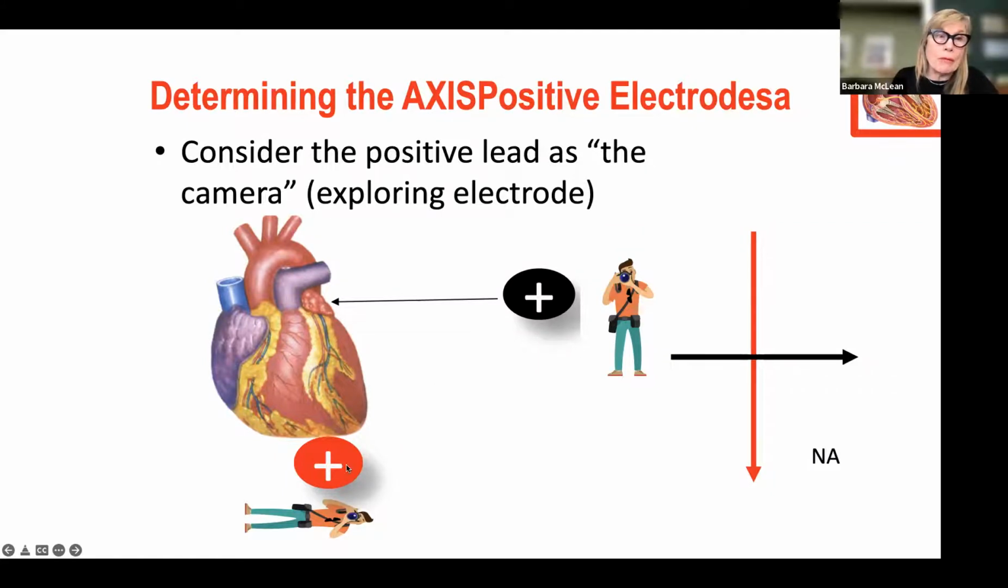And then we're choosing lead 1. So we're going to use AVF and lead 1. And if the current is going towards lead 1, the picture will be upright. So upright in AVF, upright in lead 1, that's going to be a normal axis. And that's what your expectation is when you look at an EKG. Is it upright in lead 1, upright in AVF? If they're both upright, that's a normal axis.